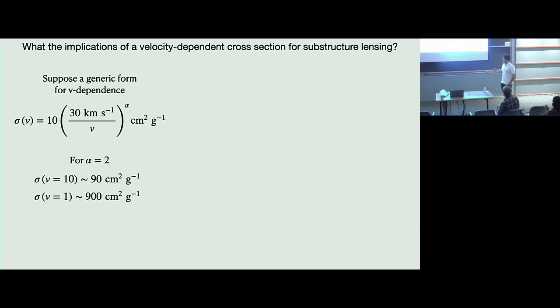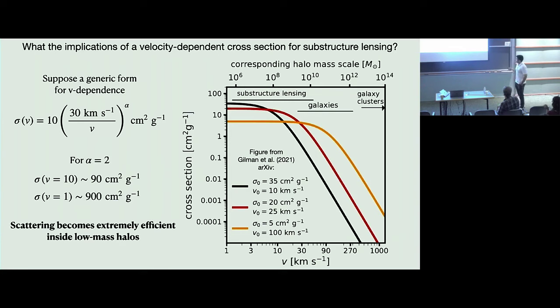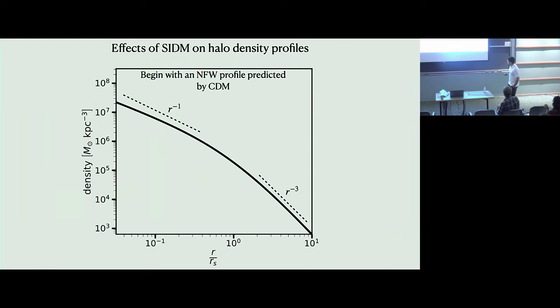And this is the regime where basically the properties of these low mass halos that you can detect with lensing and other probes start to look very, very different than the properties of halos at larger masses. As I mentioned, core collapse is the ultimate fate of these halos, particularly if you have a very strong cross-section.